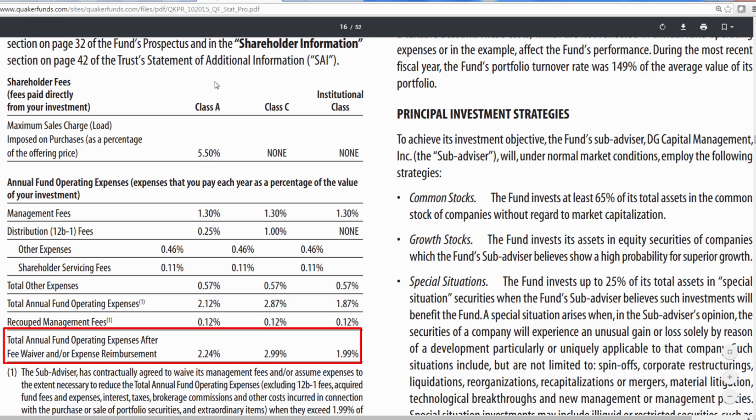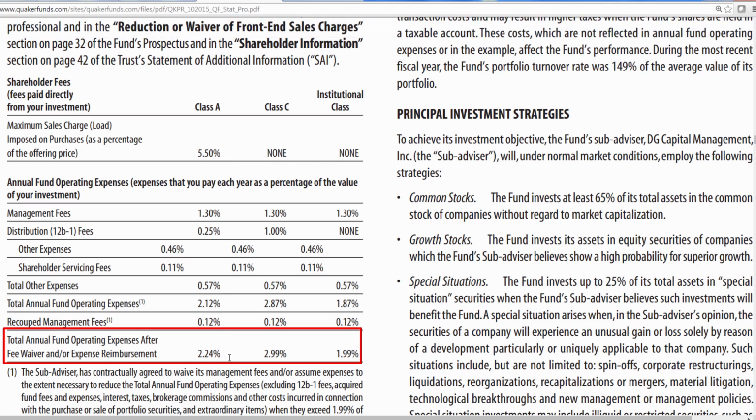So if I'm just a regular guy investor and I bought a Class A share, I'm going to pay 5.5% just to buy the fund. And then every year, I'm going to get charged 2.2% on my holdings. Compare that to a no-load fund that's zero, and the average expense is about 1% for even actively managed funds and less for index funds.